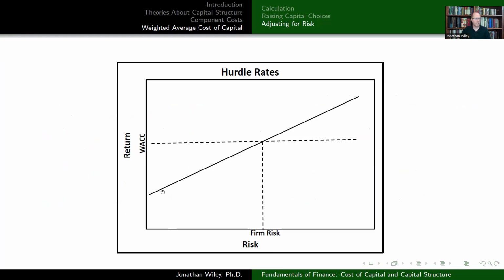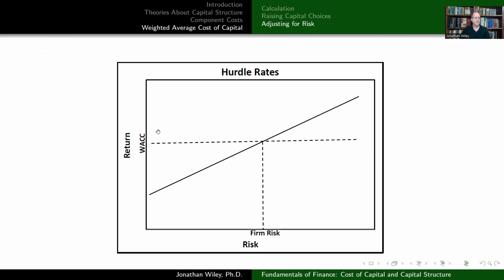Now, this solid line that I have here is a risk-return trade-off. And basically what it's showing is for higher levels of risk, we need higher levels of return. Now, if you're thinking that line looks an awful lot like the security market line, you're catching on. That's the same kind of idea, same concept.